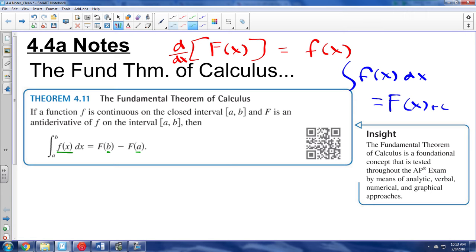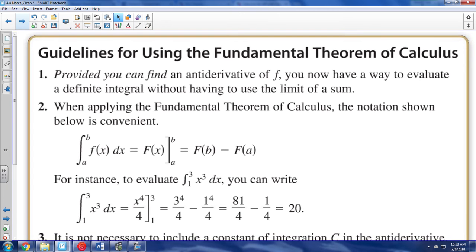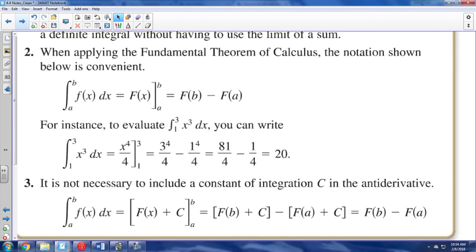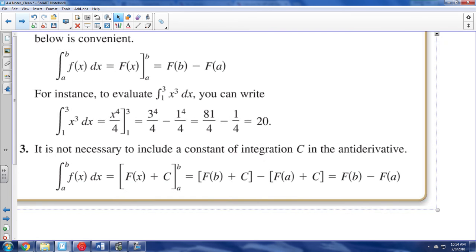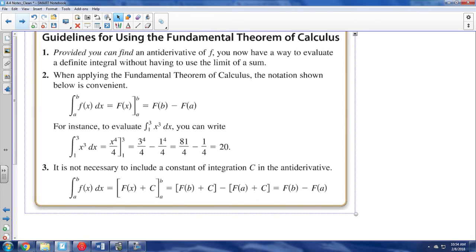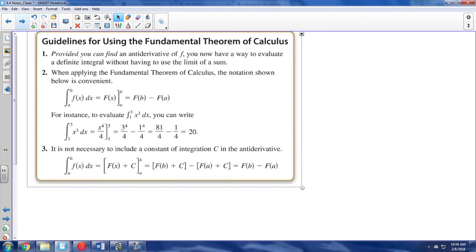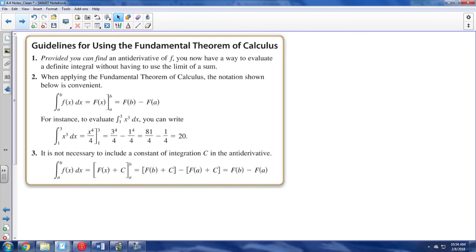Why that is, we'll get into a little bit later. We'll show how that works, but for now, we're just going to apply it. So you're anti-deriving, and you're plugging in these numbers and subtracting them. This you don't have in your notes, but it's a pretty good representation of how to do the fundamental theorem. Again, it's fundamental, so it's very important that you understand it. You need to get your antiderivatives down like the back of your hand. So you can find a definite integral if you can find an antiderivative.